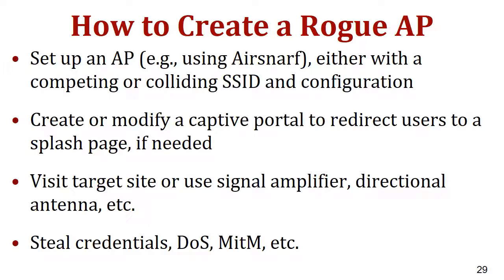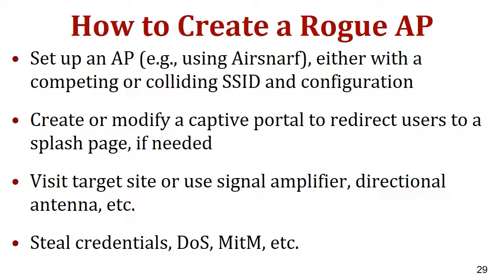So now you already have the rogue AP working. How to get people to connect to the rogue AP? You can actually visit target sites. For example, you can go to Starbucks or the airport, or you don't have to really visit the target site if you have a signal amplifier, which amplifies your signal, and a directional antenna, which can amplify the signal and direct it to the users you want to attack. And you can steal credentials and do DDoS or man-in-the-middle attacks once users really connect to your access point.